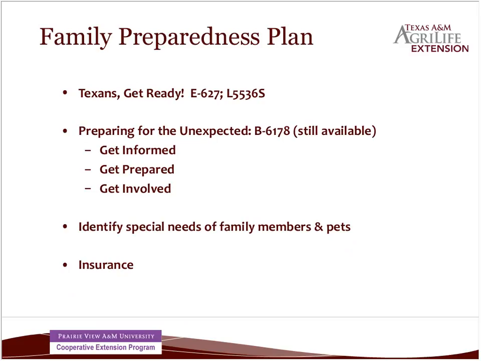These are some of the resources that we want to refer you to. Texas Ready is a revision of the Preparing for the Unexpected booklet that many of you may remember if you've been involved in emergency management for the past 5 to 6 years. It's a smaller piece, and this one deals with families. It is publication E627. The Spanish version is available in print from the bookstore or by downloading electronically. We do have copies of Preparing for the Unexpected available, and if you're working with groups where providing that in bulk is appropriate, then we can help.